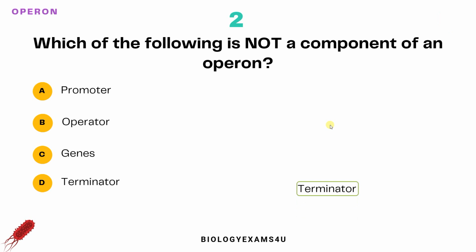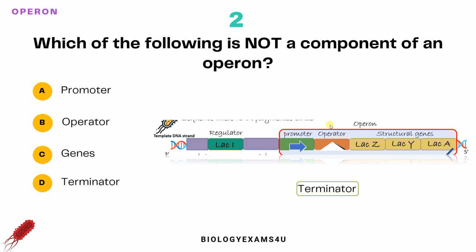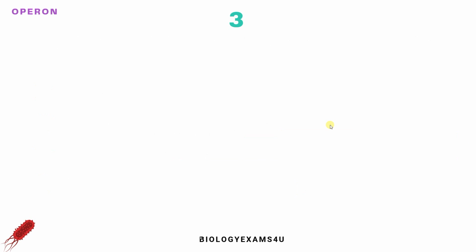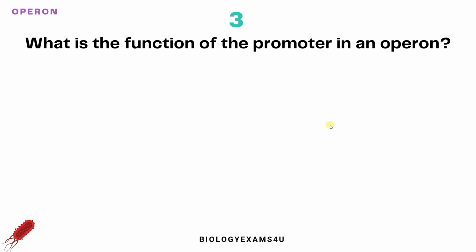The correct answer is terminator. Terminator is not a component of an operon. Question number 3. What is the function of the promoter in an operon?